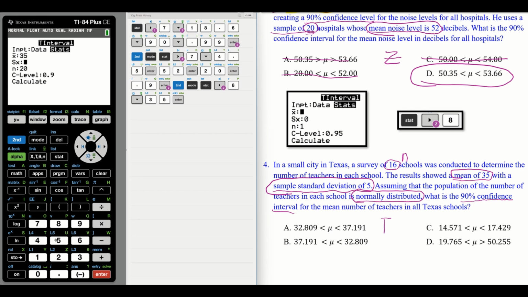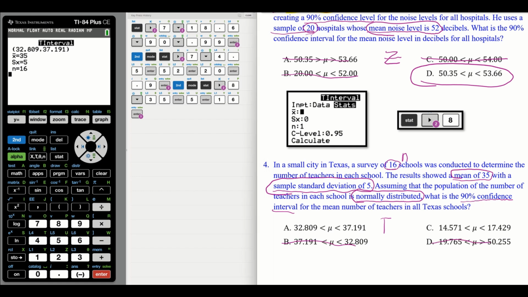Okay, so we're going to put in a 5. Enter, and how many schools, and they want a 90%, that's already entered. Okay, we have 32.809. Well, I see some, A looks good. This one says 37, this one says 19, that one says 14, it has to be A. Okay.